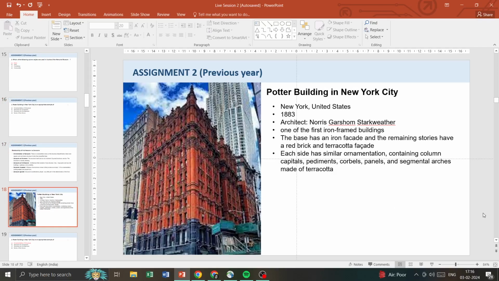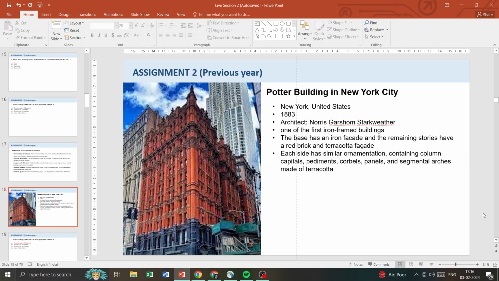So just to brief about Potter Building. This is how the Potter Building in New York City looks like. It was built in 1883 by architect Norris Gershom Starkweather. It was one of the first iron framed buildings, and the base has an iron facade and the remaining stories have a red brick and terracotta facade. Each side has a similar ornamentation containing columns, capitals, pediments, corbels, panels, and segmental arches made of terracotta.